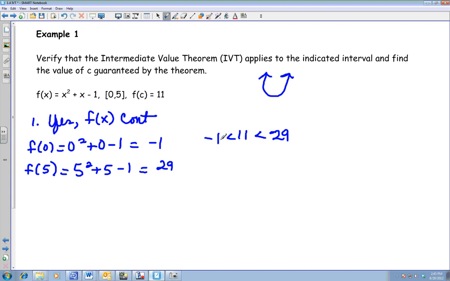So I already know this is my low point, this is my high point. 11 is going to fall someplace in between those. I just have to figure out where, at what point, my height's going to be 11. So in order to do this, I'm going to take my original equation.